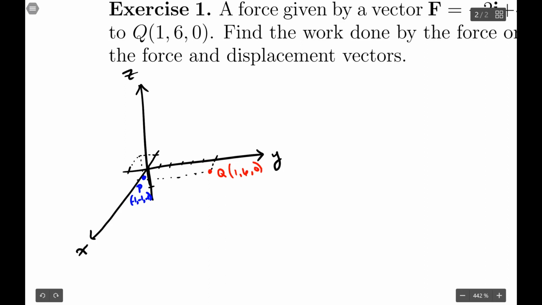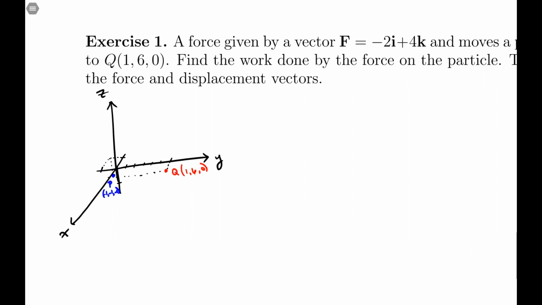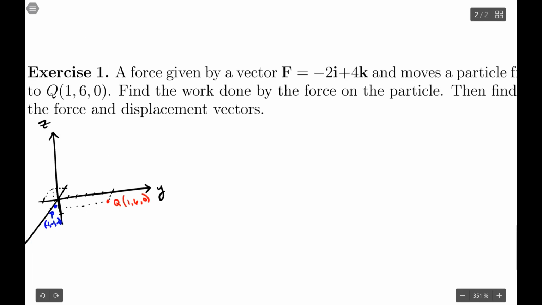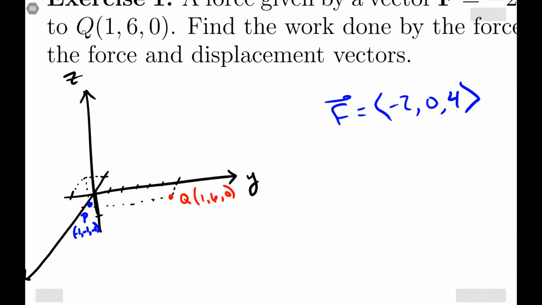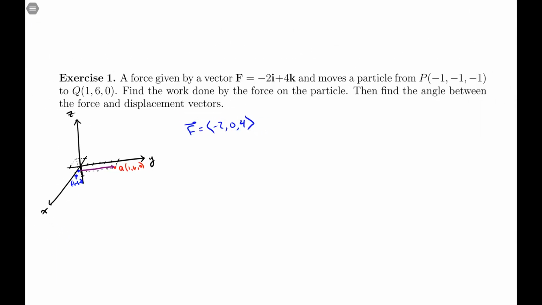So, we have a force, F, that is pointing in the direction of -2, 0, 4. Just write this out in component form. F is -2, 0, 4. And it's moving the particle from P to Q. This particle moving in this direction. Find the work done by the force on the particle. Then let's actually find the angle between the force and displacement vectors.